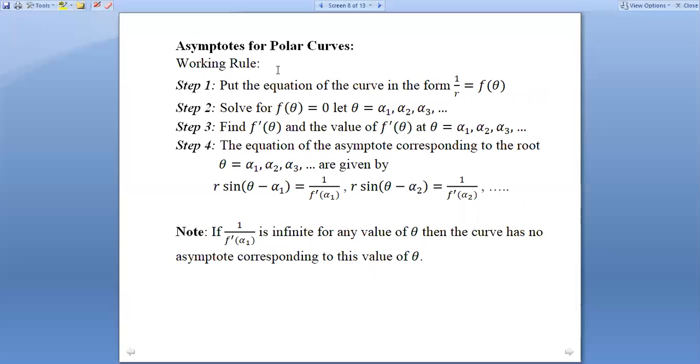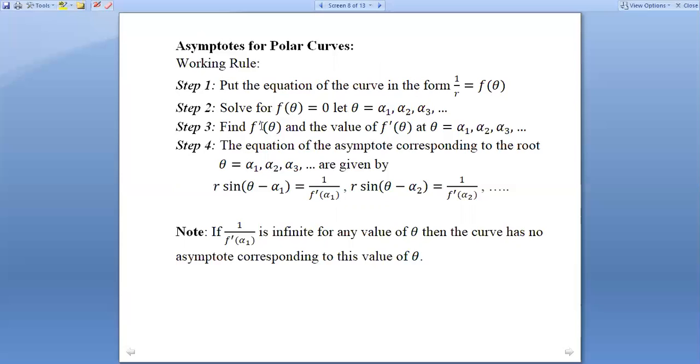Next is asymptotes. Before knowing how to trace the polar curves, let us look at how to find asymptotes for polar curves. This is the procedure which you have to follow. Step 1, put the equation of the curve in the form 1 by r is equal to f of theta. Then solve for f of theta: substitute f of theta is equal to 0 and find the value of theta. So theta is equal to alpha 1, alpha 2, alpha 3 and so on.